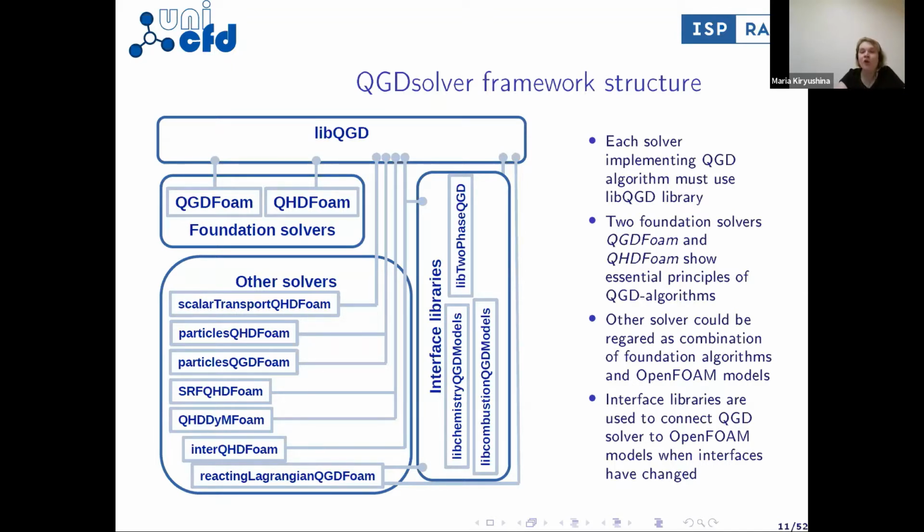QGDFoam is for all Mach numbers, compressible viscous flow of perfect gas. QGDFoam is for incompressible viscous flow with buoyancy. And other solvers are the combination of foundation algorithms and OpenFOAM models, which are for flows with particles, multi-phase flows, and transport phenomena.